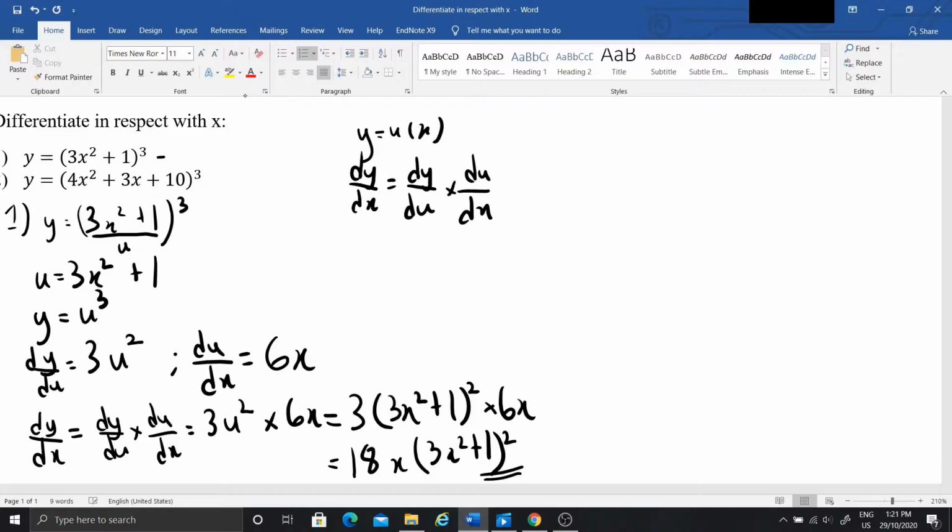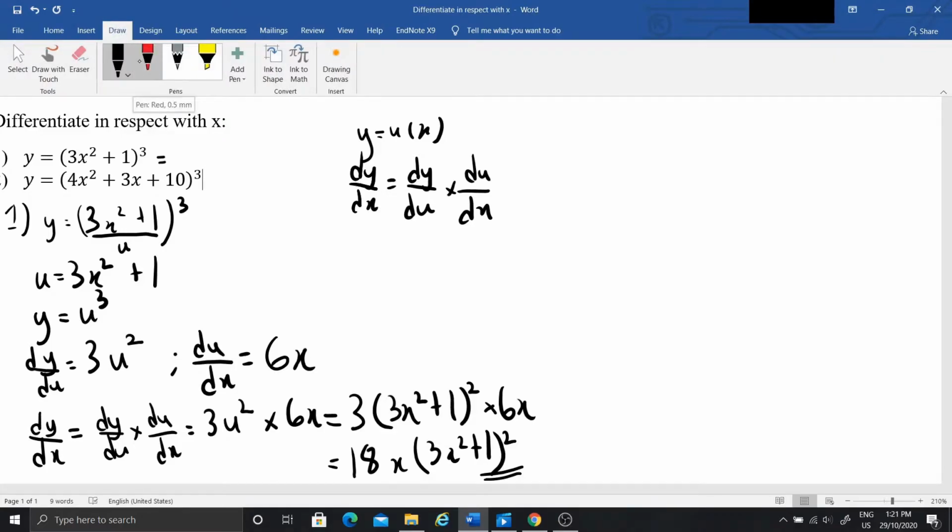So the answer here is 18x(3x squared plus 1) squared. Now we solve for the second question.